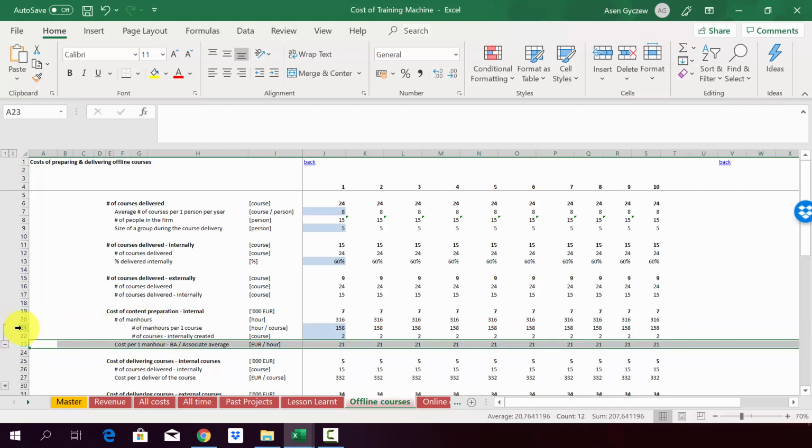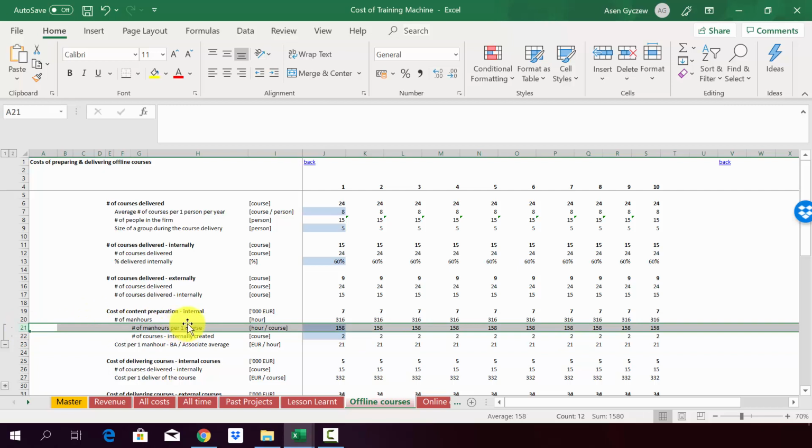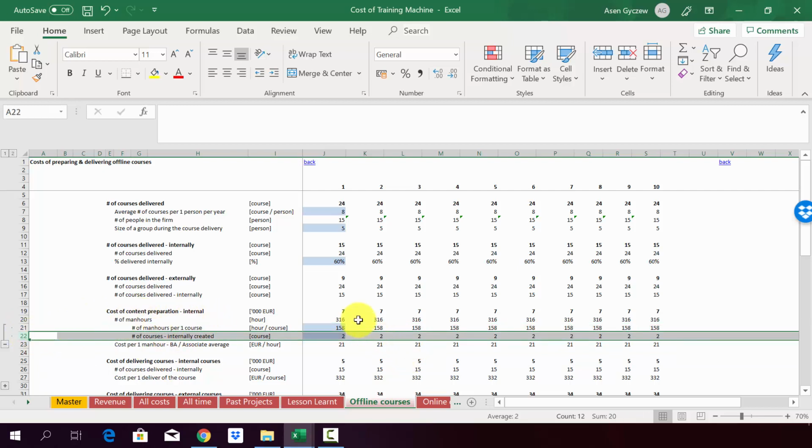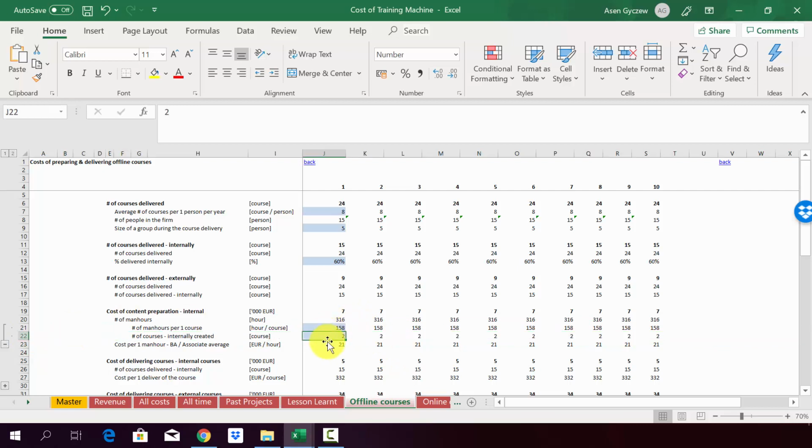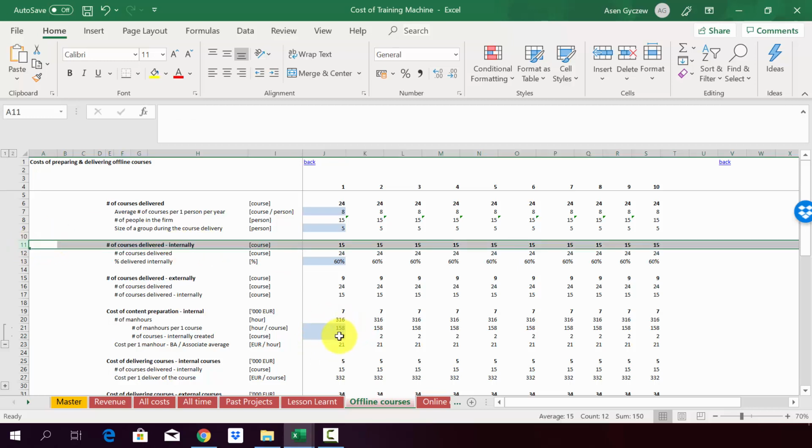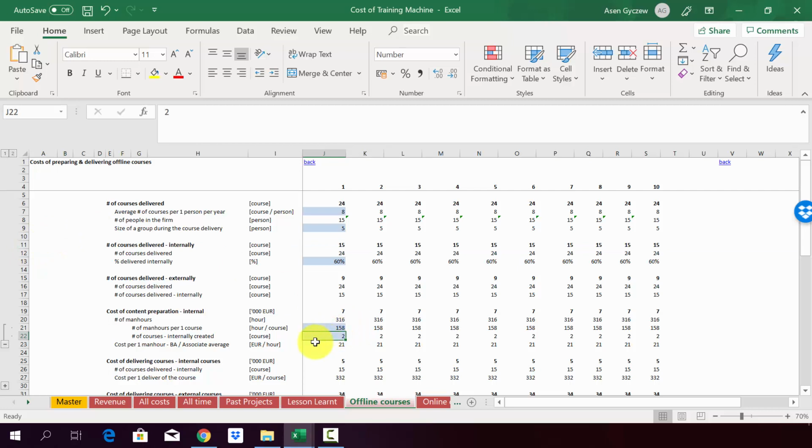When it comes to man hours, we calculate it by looking at the number of man hours we have to devote per one course and the number of courses we have to internally create. So we assume that we're going to create 2, and then 1 will take us roughly 158 hours. That's why we have 316 hours. Bear in mind that this number, so 2 internal courses, has nothing to do with the number of deliveries of the courses, because we might be delivering courses that have been previously developed.